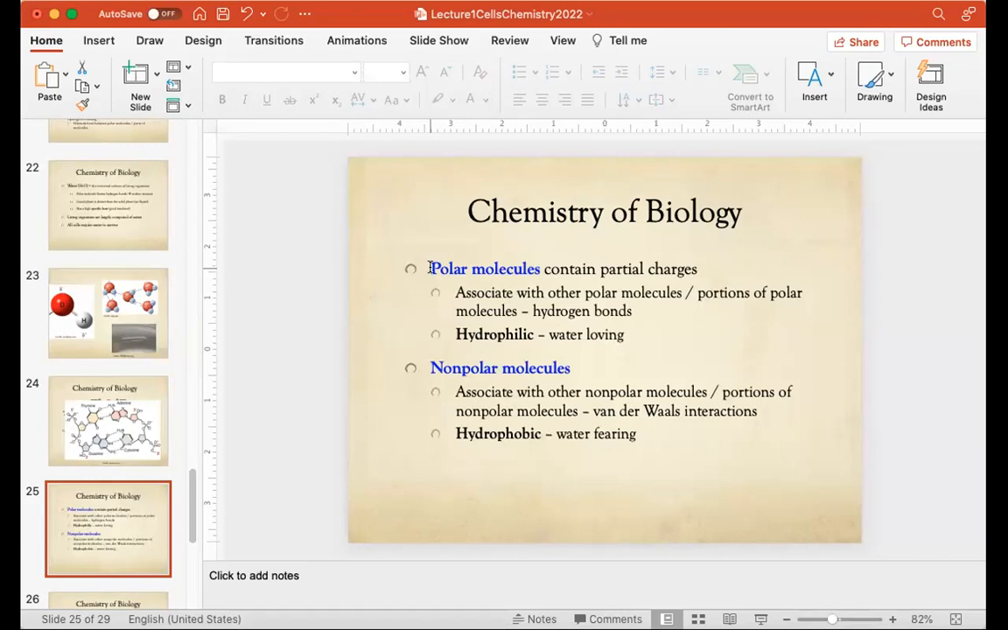Non-polar molecules do not want to be associated with water. Non-polar molecules are therefore hydrophobic. They are water-fearing. Non-polar molecules, they want to be with other non-polar molecules. They are repelled by water. So they are called hydrophobic.